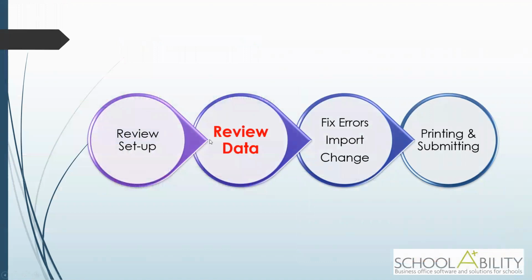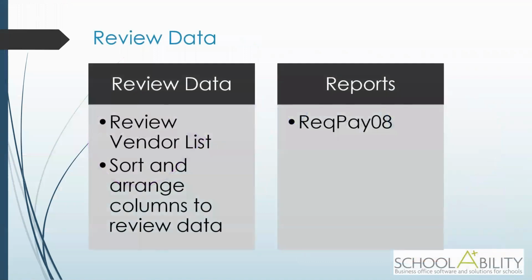Now we're going to start looking at data. Users can actually start working on this piece now, and that way when they process their final AP batch, it'll be that much quicker, knowing that the vendor setup is correct and the account component values are correct as well. So we're going to review data within the list, and then we're also going to look at a report.